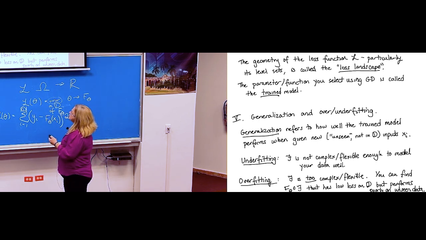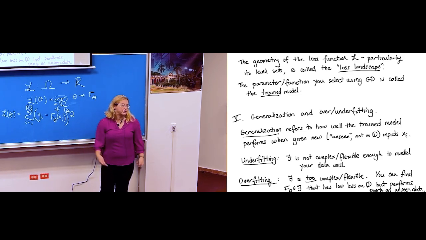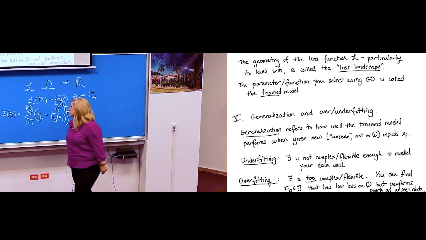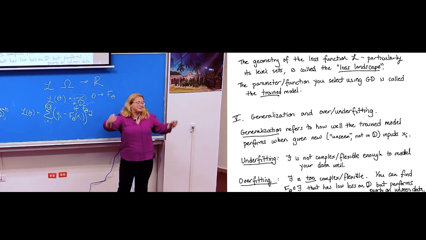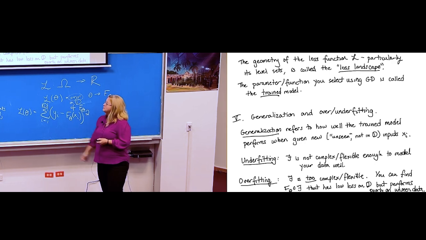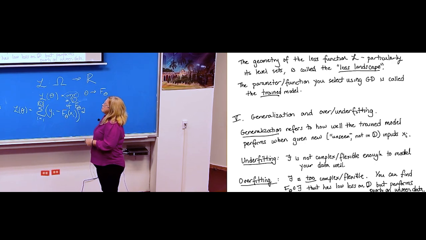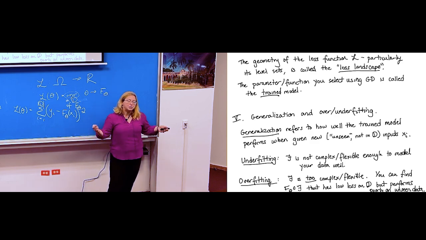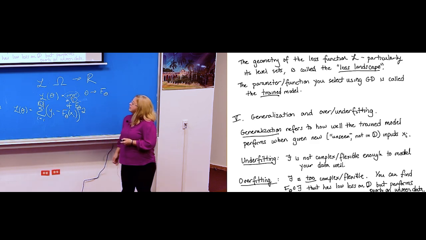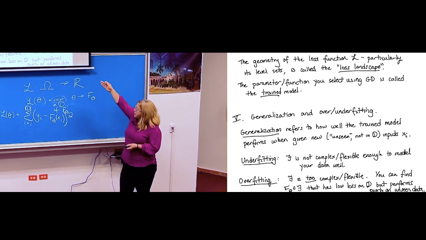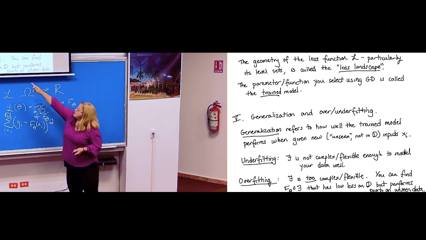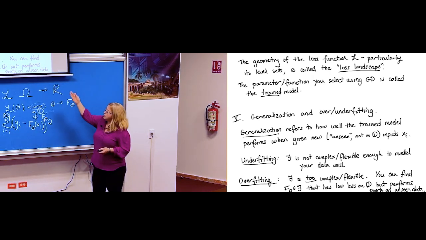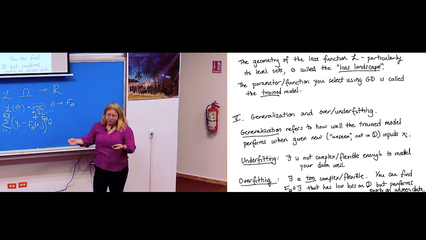Underfitting is the situation where your family of functions is not complex enough. The functions aren't flexible enough to represent your data, to the degree of approximation that you want. Overfitting is the opposite. Your family of functions is too complex, too flexible. So you'll be able to find a function that has a really low loss or error on the data that you use to train it, but performs poorly when you give it new data points.